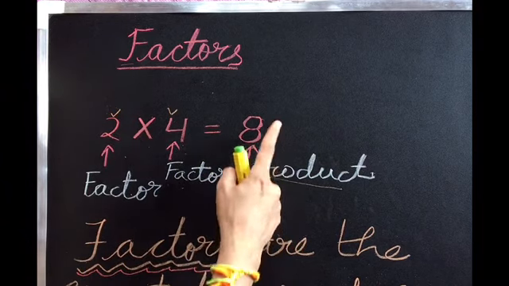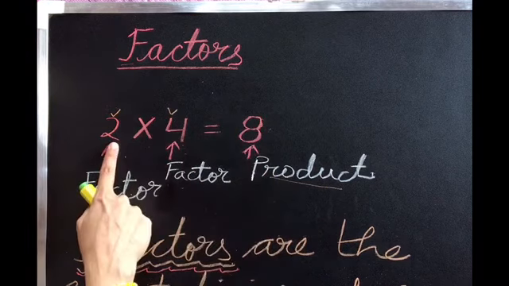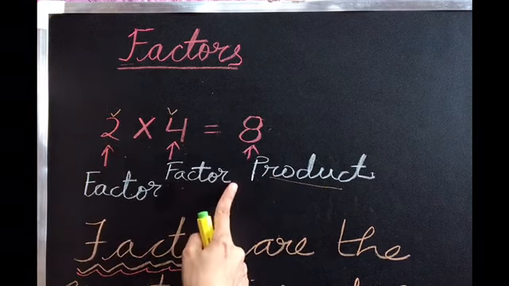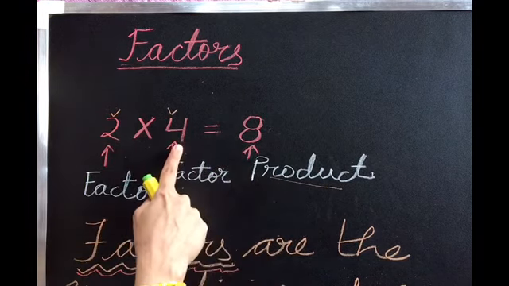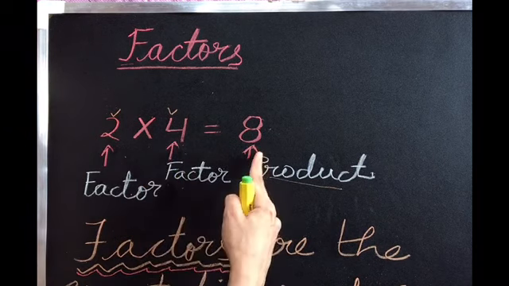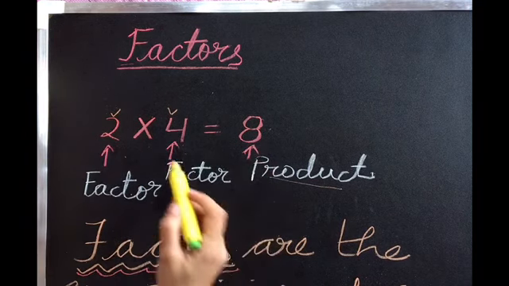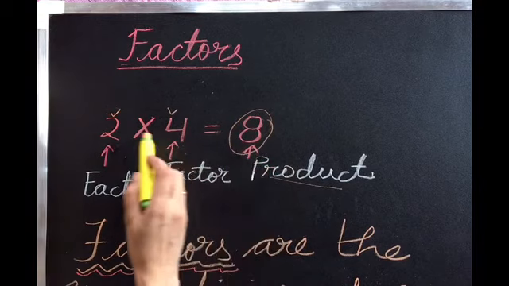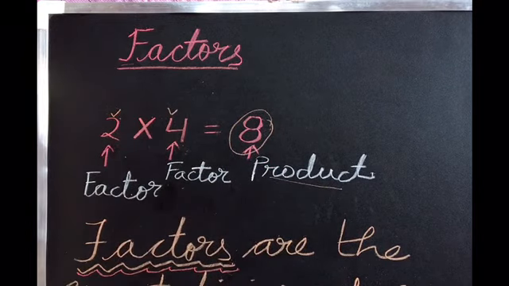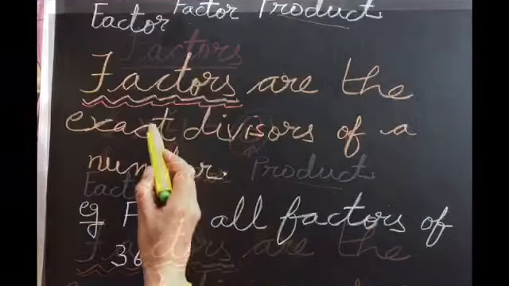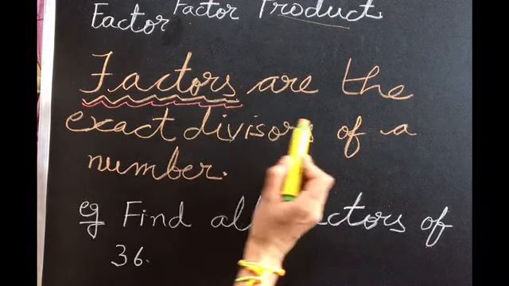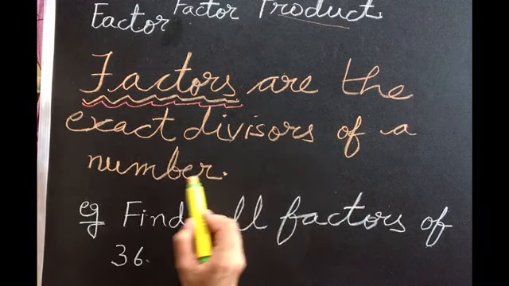Now if we divide 8 by 2, the remainder will be 0. If we divide 8 by 4, the remainder will be 0. So this 8 is divisible by 2 as well as 4. Fine. So what are factors? Factors are the exact divisor of a number.